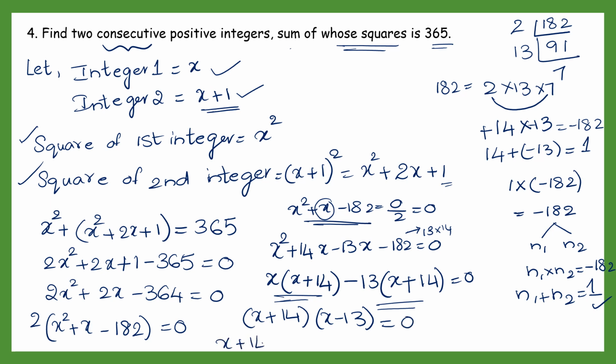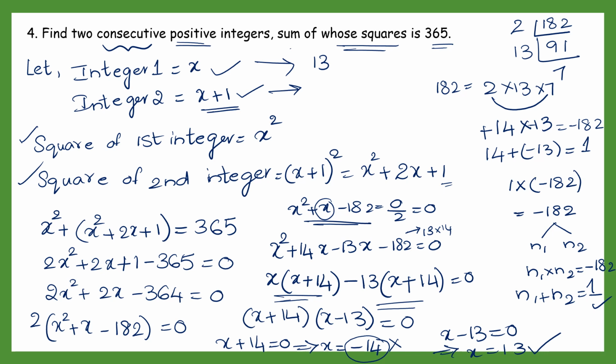So x plus 14 is equal to 0, that means x is equal to minus 14. Next, under factor, what did we get? x minus 13 is equal to 0, that means x is equal to 13. Here, observe carefully. They said that the integers are positive integers. See, minus 14 is a negative integer, so you should not take minus 14. You should take plus 13. So the first integer is 13 and the second integer is x plus 1, 13 plus 1, that is 14. So the two consecutive integers are 13 and 14. This is the answer.